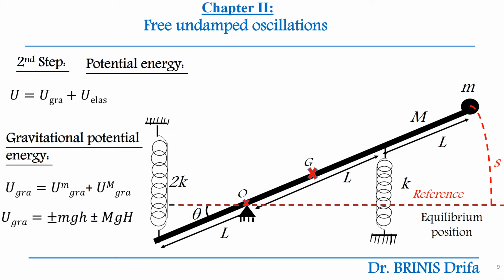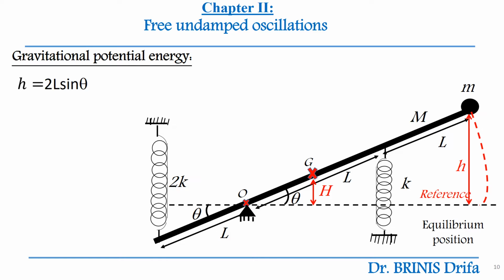So the h is this one for the little mass, between the point mass and the reference. And for capital H, it is a rod. It has a lot of points. So when we have a solid mass like this and we have a lot of points, the distance will be between the center of the mass and the reference at equilibrium. Okay, so now here we need to calculate h and capital H.